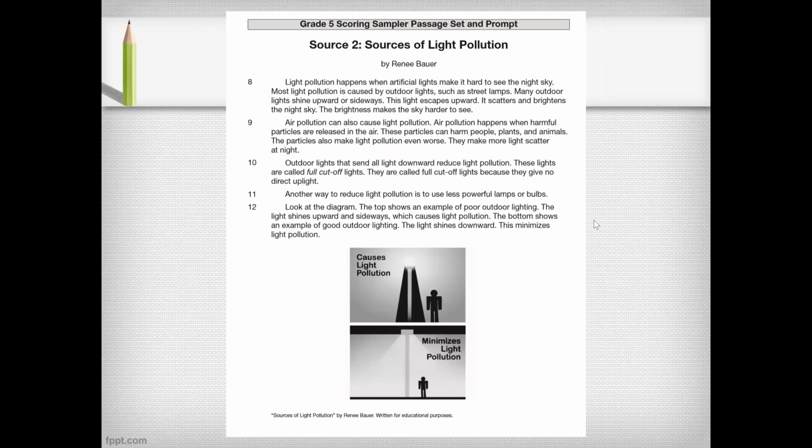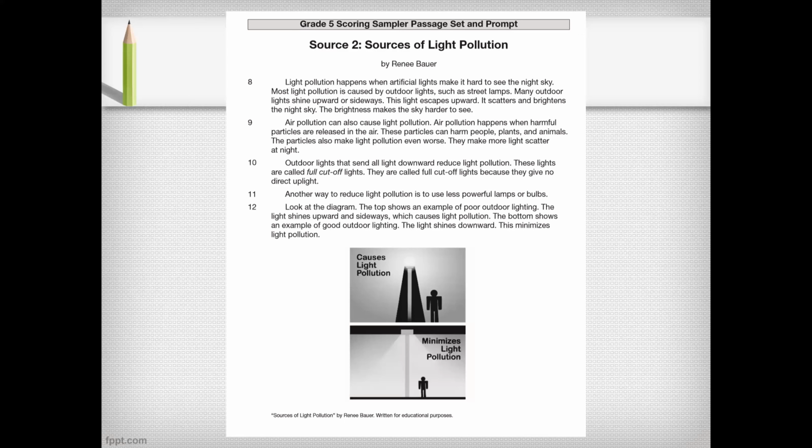Source 2, Sources of Light Pollution by Renee Bauer. Light pollution happens when artificial lights make it hard to see the night sky. Most light pollution is caused by outdoor lights, such as street lamps. Many outdoor lights shine upward or sideways. This light escapes upward. It scatters and brightens the night sky. The brightness makes the sky harder to see.